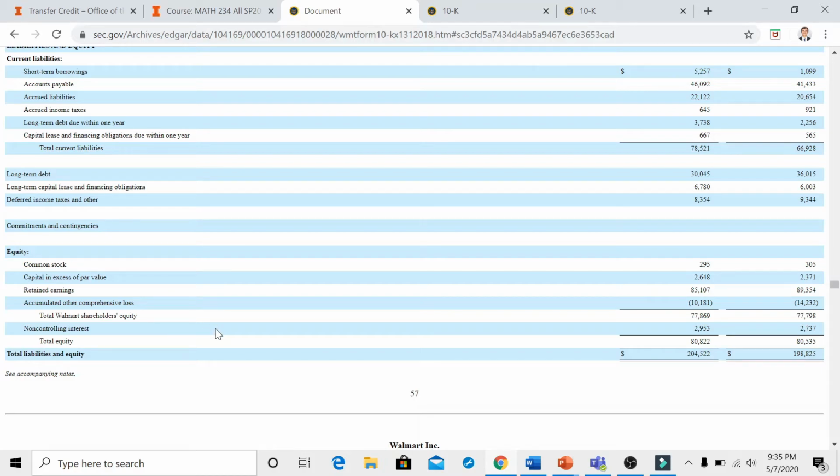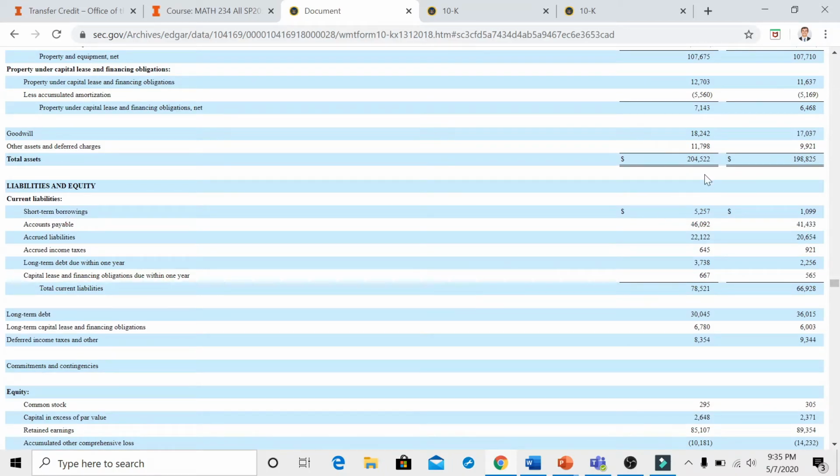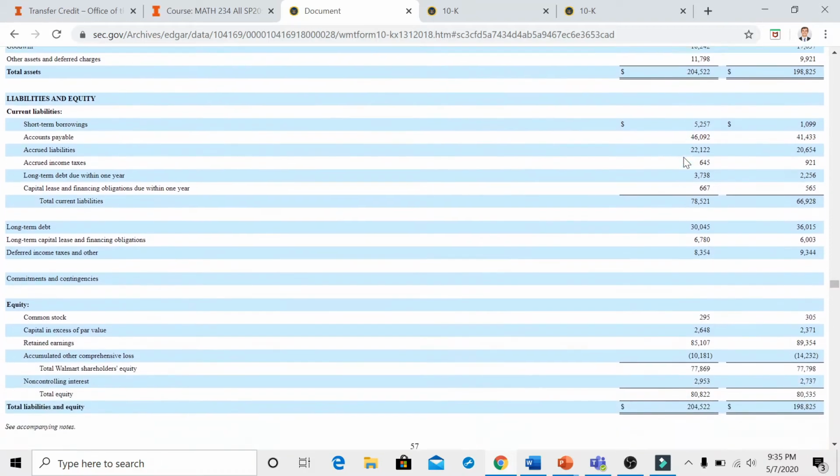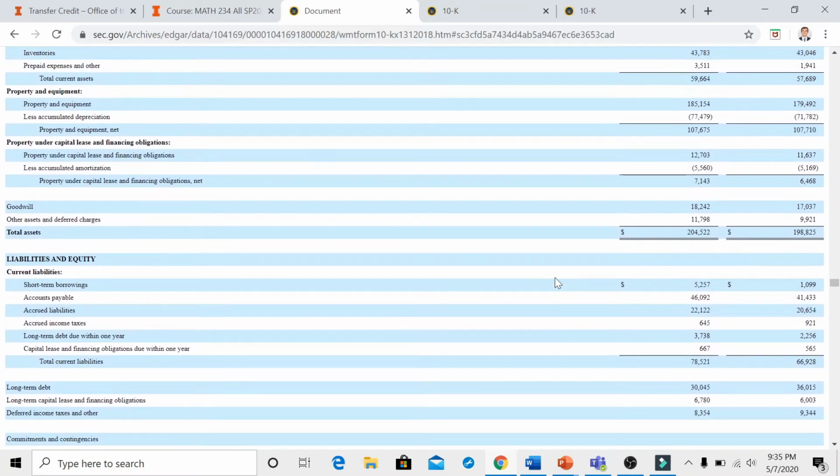Awesome. Yeah, but again, it's the equation that I highlighted earlier. Our total assets of $204 billion is the exact same as the total liabilities and equity, $204 billion. So again, this is kind of what it looks like.